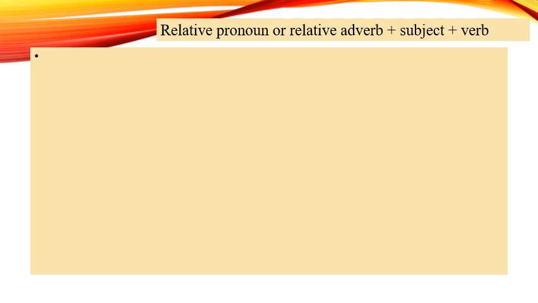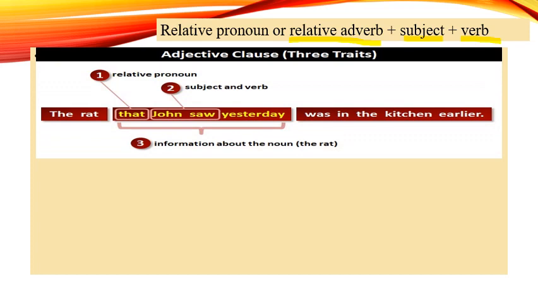Now, we've got two types of relative clause. Some of them have the relative adverb, then the subject, and then a verb. Let's have a look here. In this sentence, the rat that John saw yesterday was in the kitchen earlier. If we focus on that John saw yesterday, it's describing the rat. That's why it's an adjective clause.